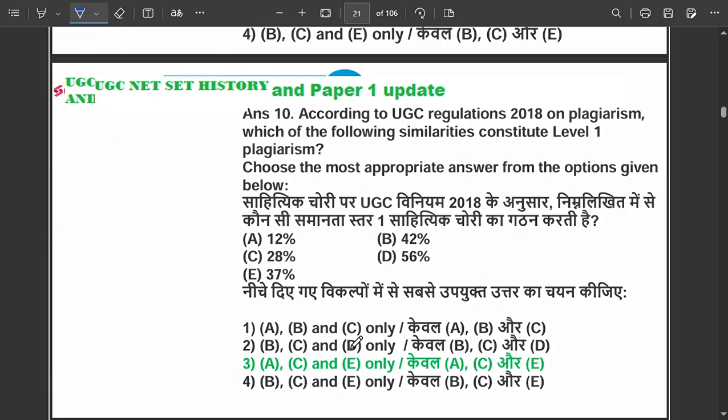According to UGC Regulation 2018 on plagiarism, which of the following similarities constitutes Level 1 plagiarism? Option number 3, A, C, E was the correct answer. 12%, 28% and 37%. So A, C and E was the correct answer. Okay. Next, question number 11.